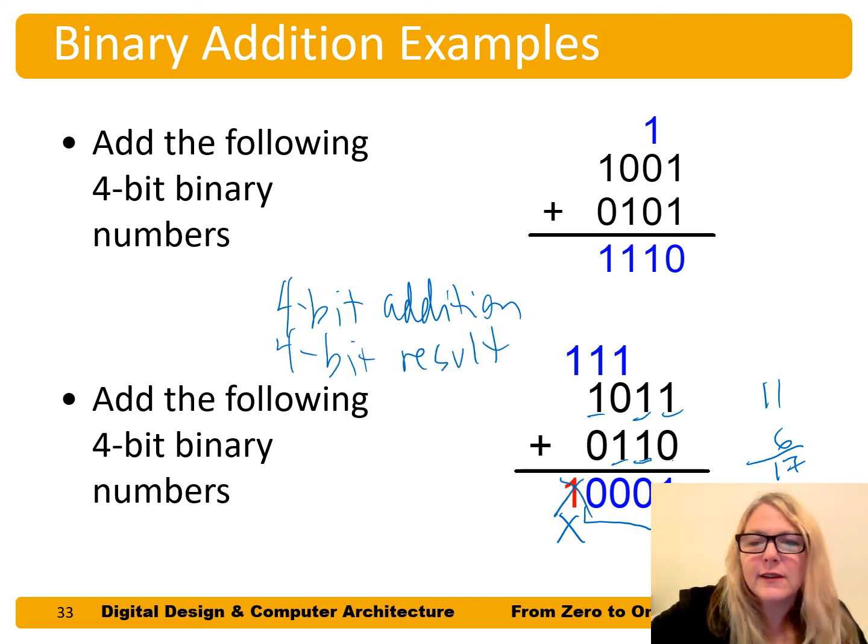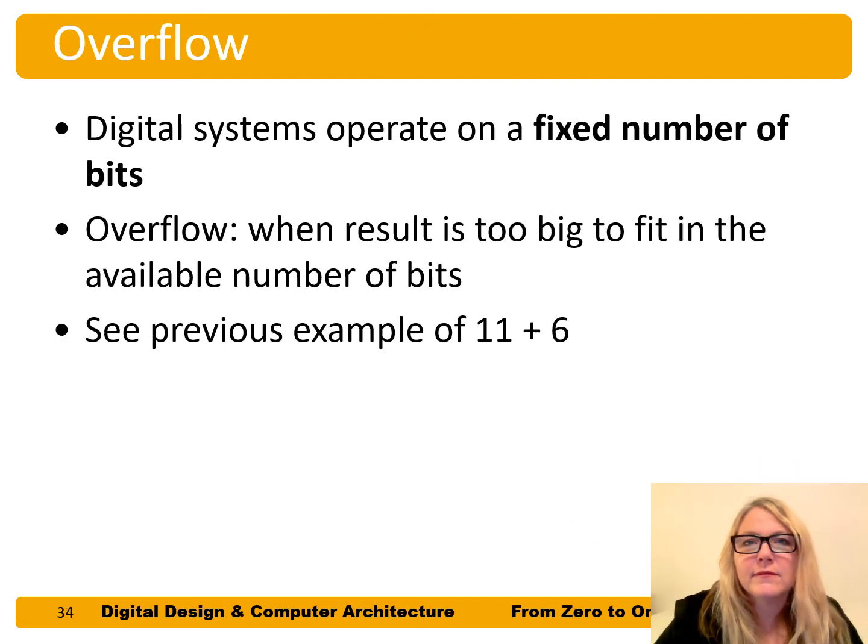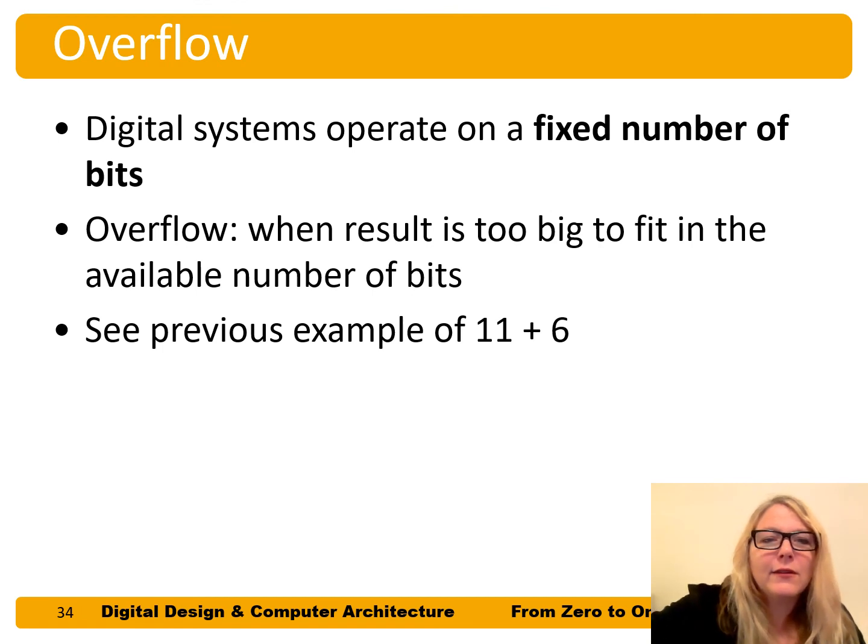And so what happened is we overflowed that range. 17 does not fit in a 4-bit value. The largest number we can fit in a 4-bit value is what? 2 to the n minus 1, or 2 to the 4 minus 1, or in other words, 15. And 17 does not fit in a 4-bit value. So to recap, digital systems operate on a fixed number of bits. So when a result is too big to fit in that fixed bit width, then we get overflow.